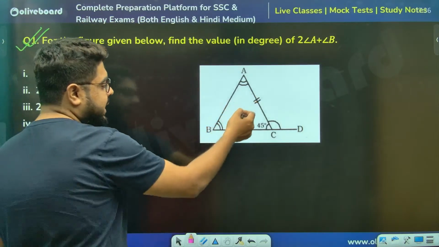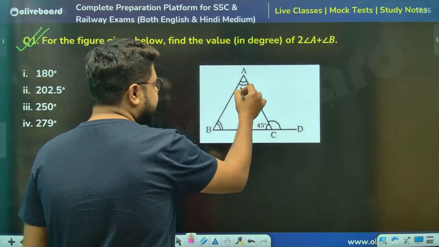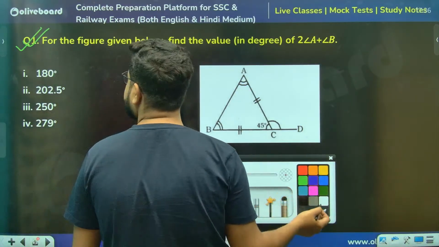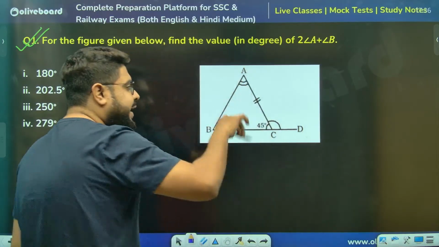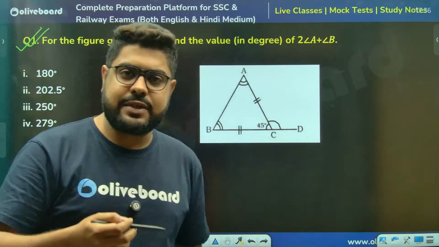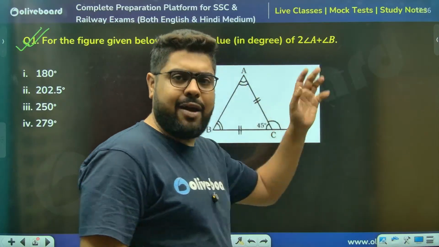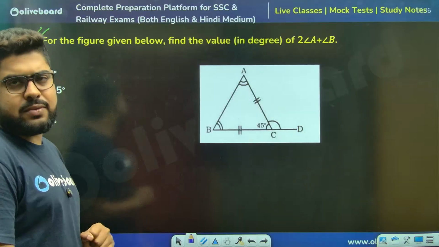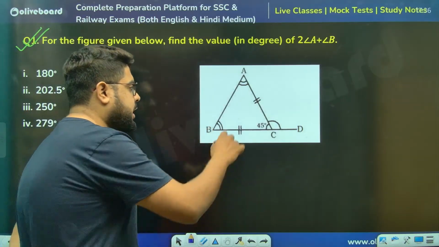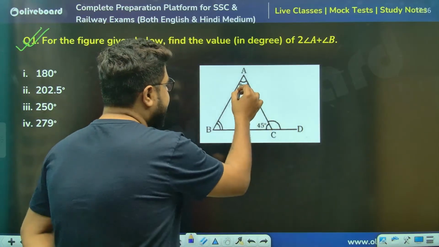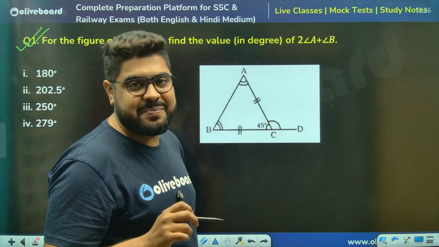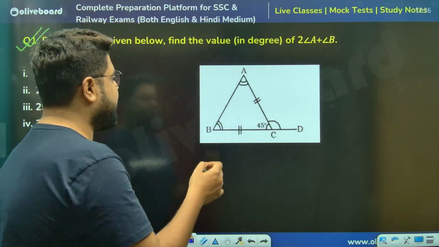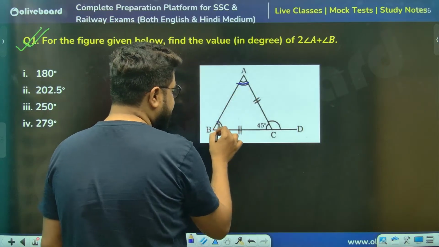Sir, this side is equal to this side, meaning this angle must be equal to this angle. Now, if I do that, the total is 180 degrees. Now start thinking a little positively. Total angle is 180. Out of 180, 45 is gone. And again, angle A and angle B are equal. This angle is equal to this angle.